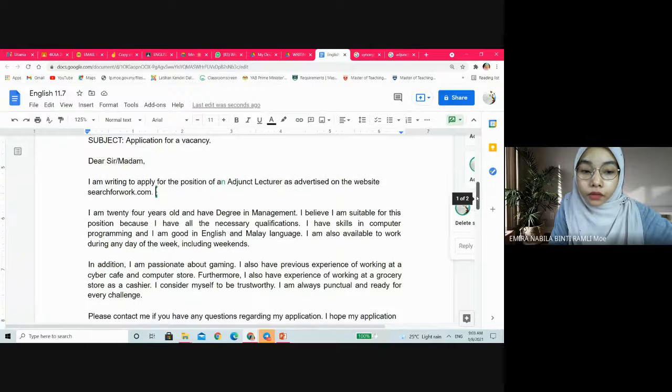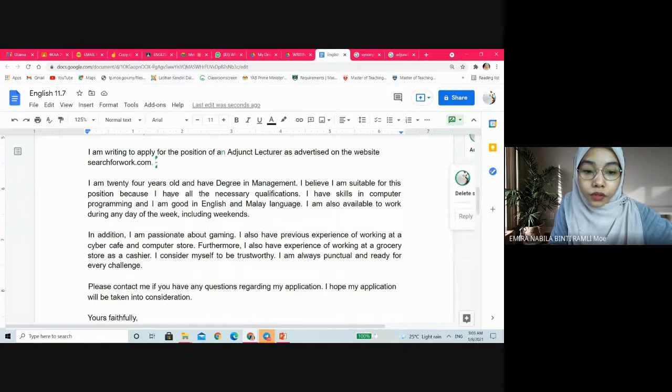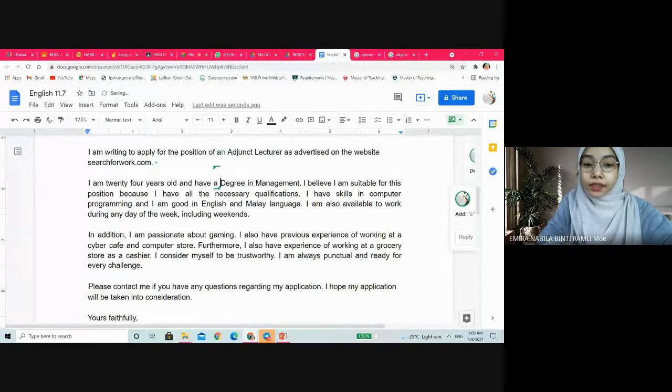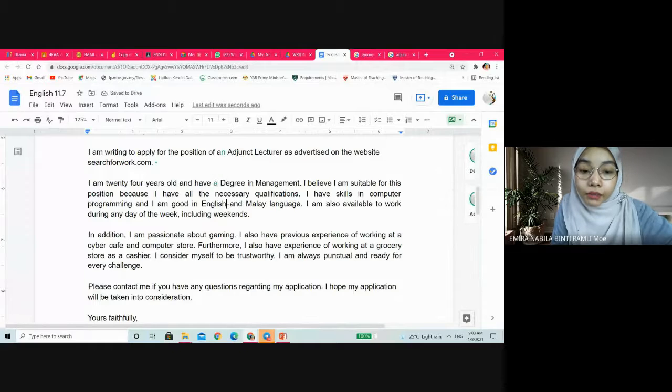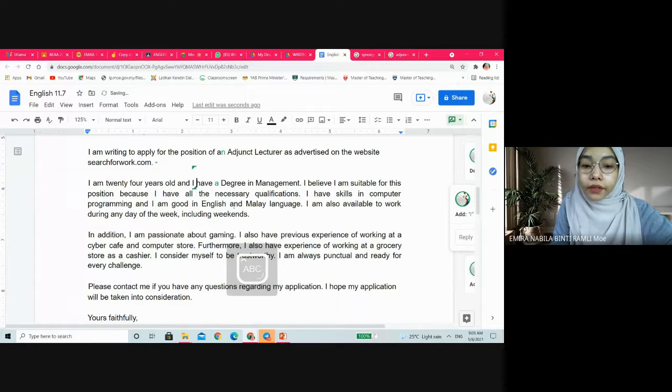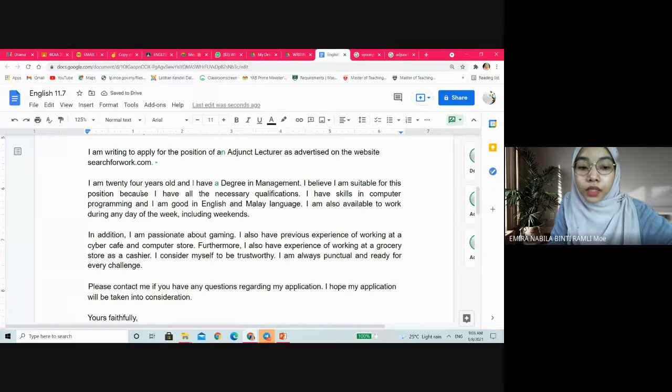Okay, second paragraph. I am 24 years old and have degree in management. Again, Muammar Samir, kat mana artikel awak tertinggal? Where? I am 24 years old and have degree. Again, kita tambah kat sini. Kali ni kita tak tambah "and" tapi kita tambah "I am 24 years old and", and if you want to make it clearer, just add "I have a degree in management". So I am 24 years old and I have a degree in management.